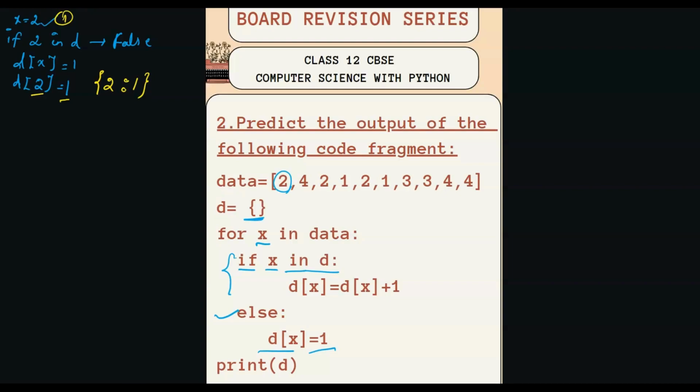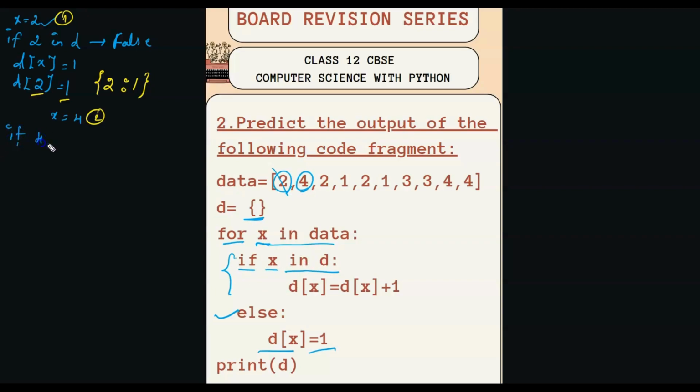Next, on the second iteration, what is the second iteration? On the second iteration, we are having 4. Okay, when X is equal to 4, I am writing it here. X is equal to 4. Okay, this is your second iteration. You should remember that this is your second iteration. When X is equal to 4, we are checking for X in data. Okay, for X in data, for 4 in this data, if X in D, so let us solve this.